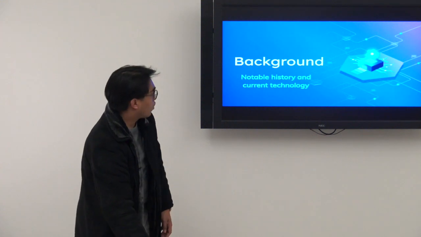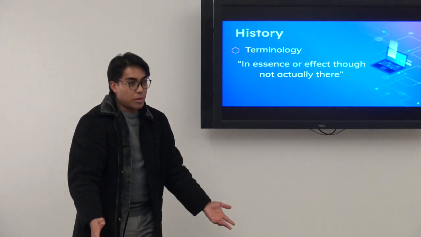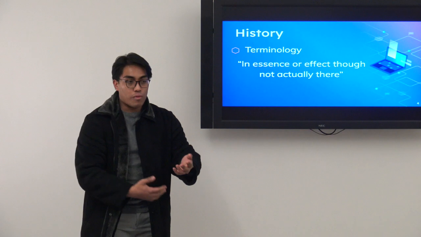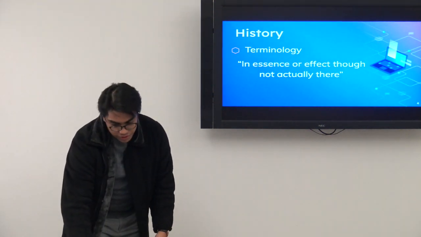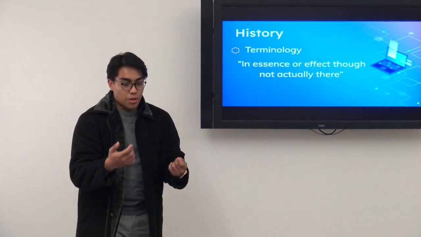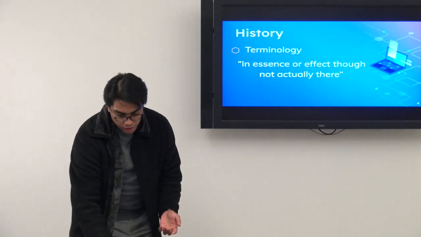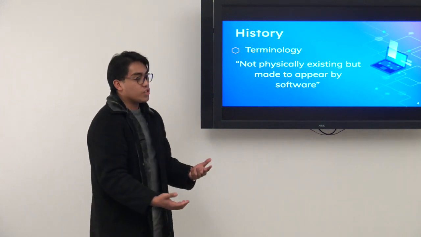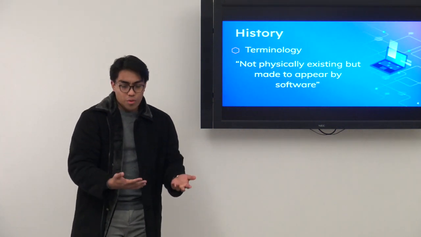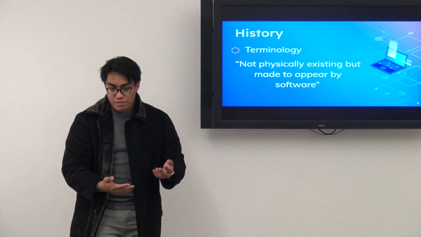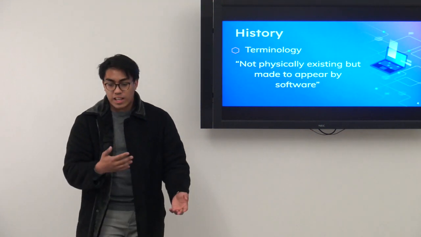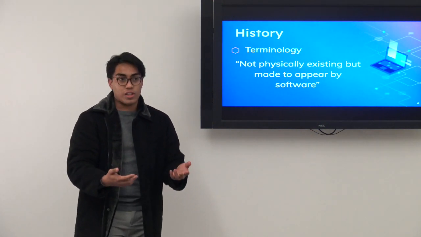So, like I said, we're going to go through the background, and let's talk about the history first. The history of the word virtual has changed over the centuries. In the mid-1400s, the definition of virtual was in the essence of, or to the effect of, though not actually there. Currently, the definition has changed to not physically existing, but made to appear by software. Although the implications of the definitions are very similar and essentially mean the same thing, there's a heavier emphasis on computation and software, projecting the idea that we are now in a computer technology era or age.